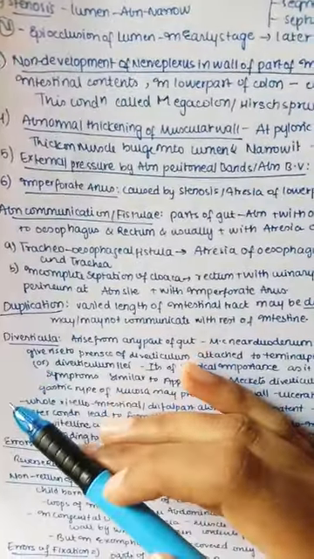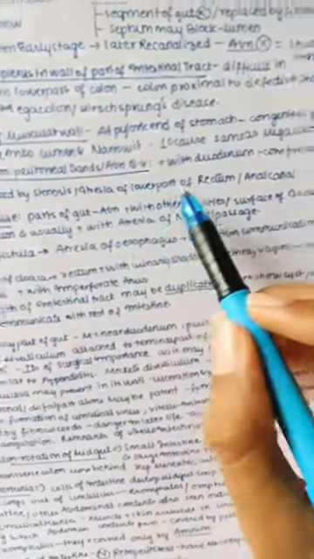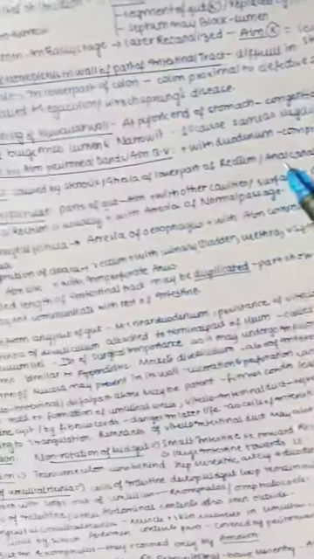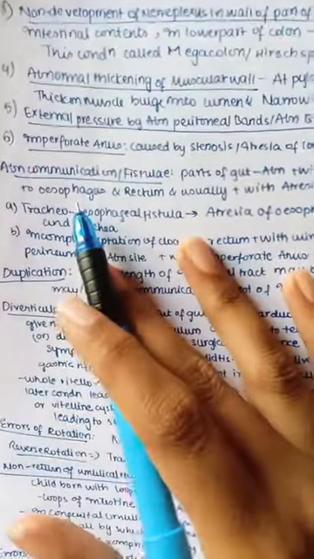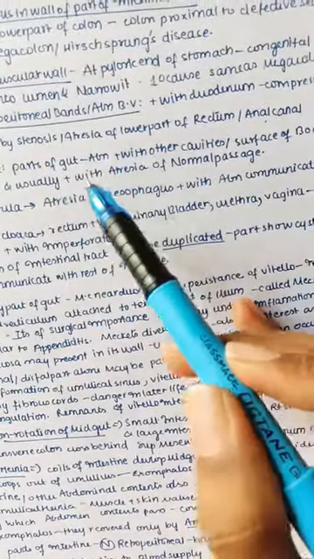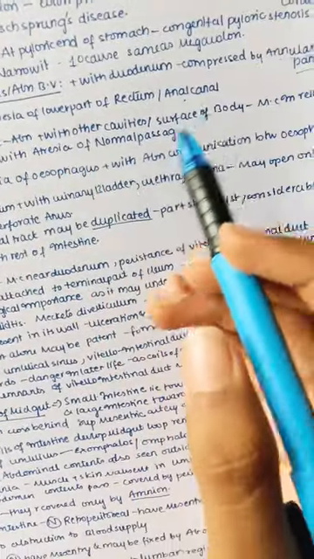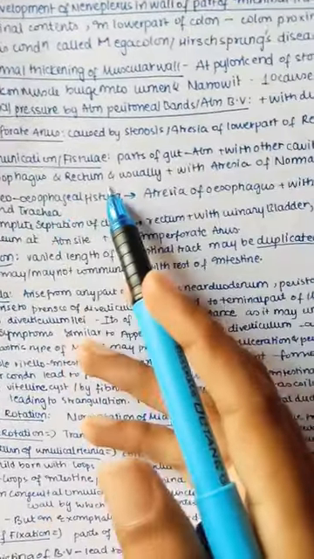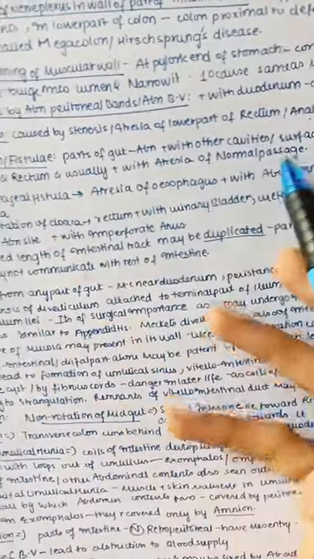And next, the imperforate anus. It is caused by stenosis or atresia of the lower part of the rectum and also the anal canal. And next, let us move on to abnormal communication or fistula. There are some parts of the gut which are abnormally associated with other cavities or the surface of the body, and it is most common in relation to the esophagus and rectum, and usually also with atresia of the normal passage.